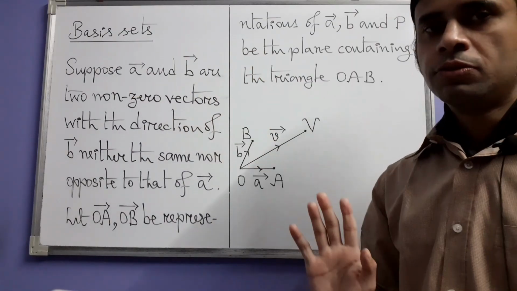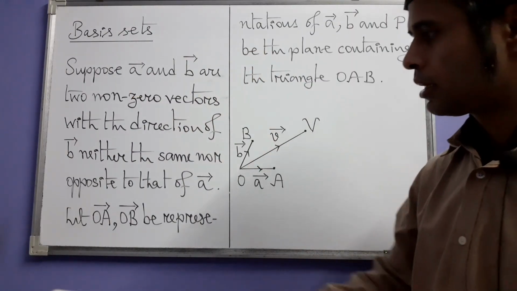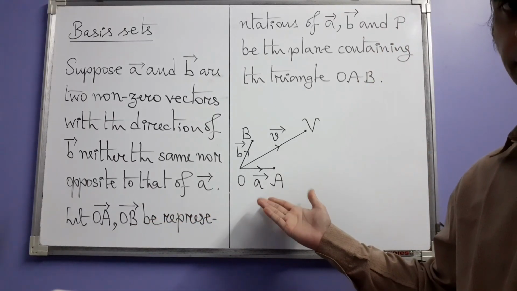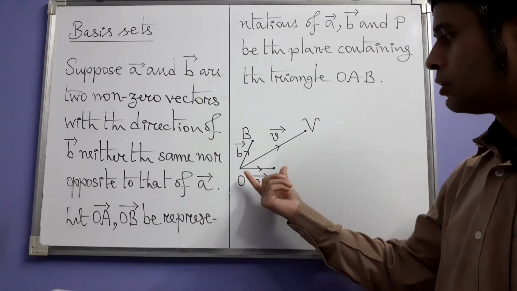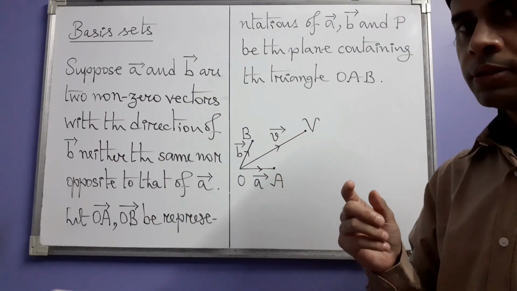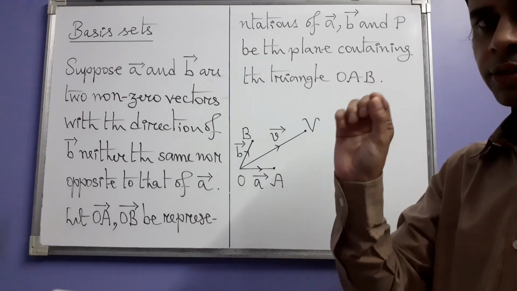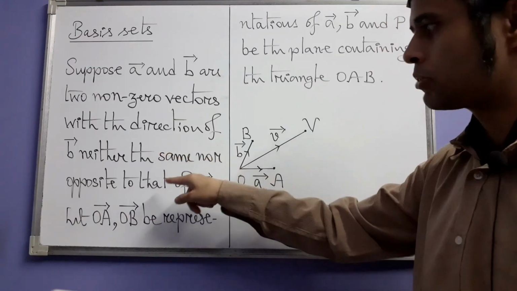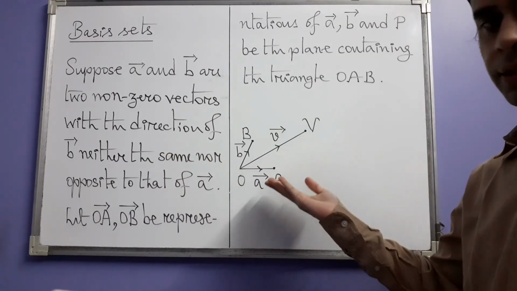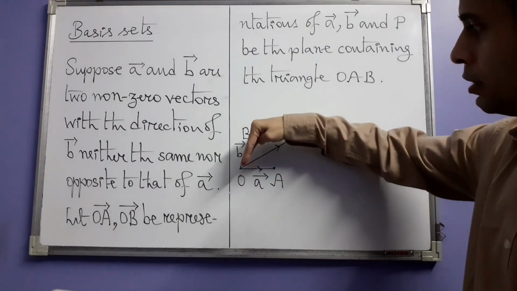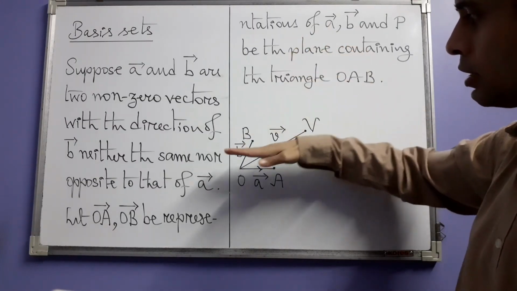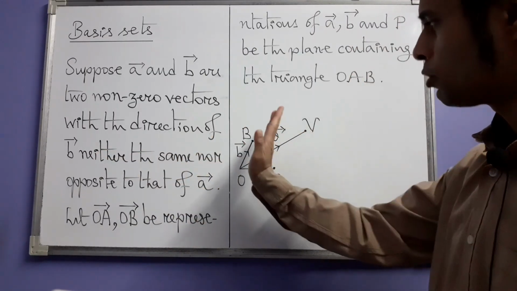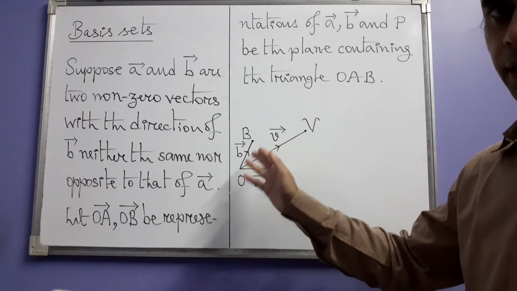So a and b are two non-zero abstract vectors having some geometric representations OA and OB, which you can see in this diagram. Because they are both non-zero, the line segments OA and OB have some length. They are not points of zero length. Moreover, the direction of b is neither the same nor opposite to that of a. That condition also you can see is being satisfied in this diagram. The direction of OB, that is this direction, is neither this direction nor that direction. OB may be like this also, depends on the actual abstract vector b.